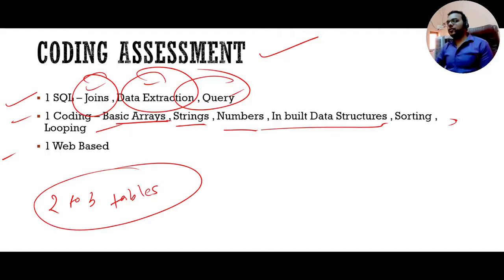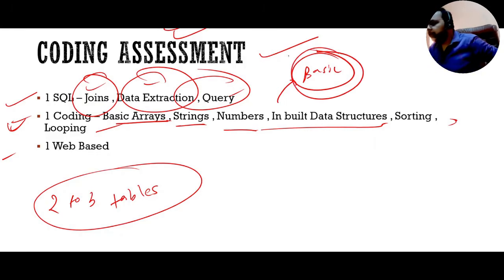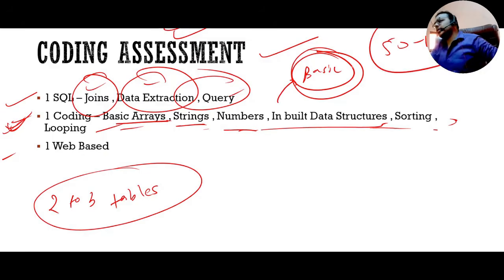For the coding question, if you know basic coding, this coding assessment is the easiest part of the Accenture round. If you know basic coding, you don't need to prepare much, because the questions will be basic only. They are not asking hard questions. It will be from basic arrays, strings, numbers, inbuilt data structures, sorting, and looping. If you have solved 50 to 100 easy to medium questions, you can easily do it.